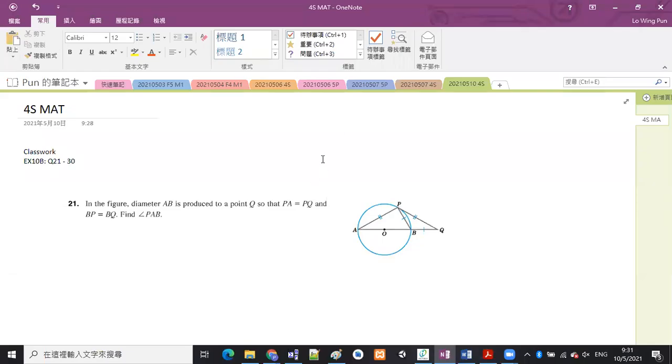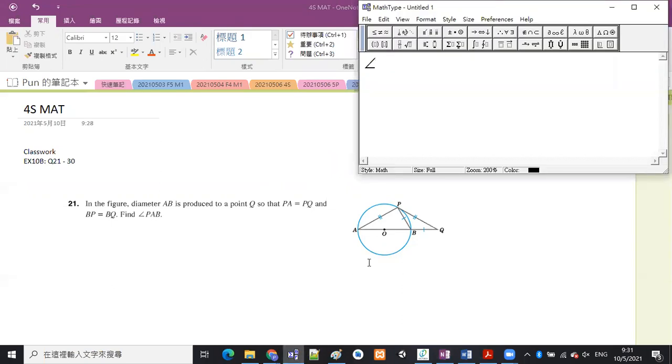So in this question, there is a keyword: diameter AB. AB is a diameter, so we have a 90 degrees. Just write down the 90 degrees first. Angle APB is equal to 90 degrees, angle in semicircle.